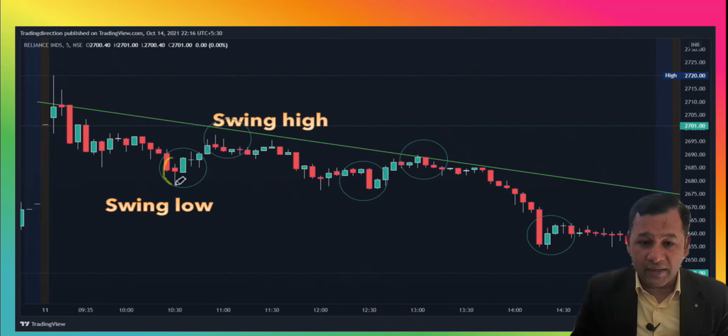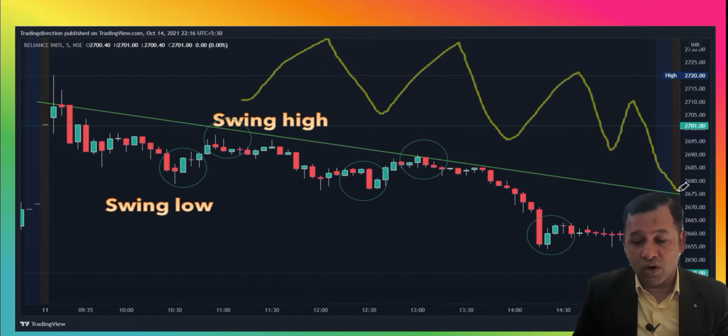The bottom we call a swing low, whereas the highs we call a swing high. Check it here: swing high, swing low. This way the market goes in this direction. If it wants to go down, then it goes down.